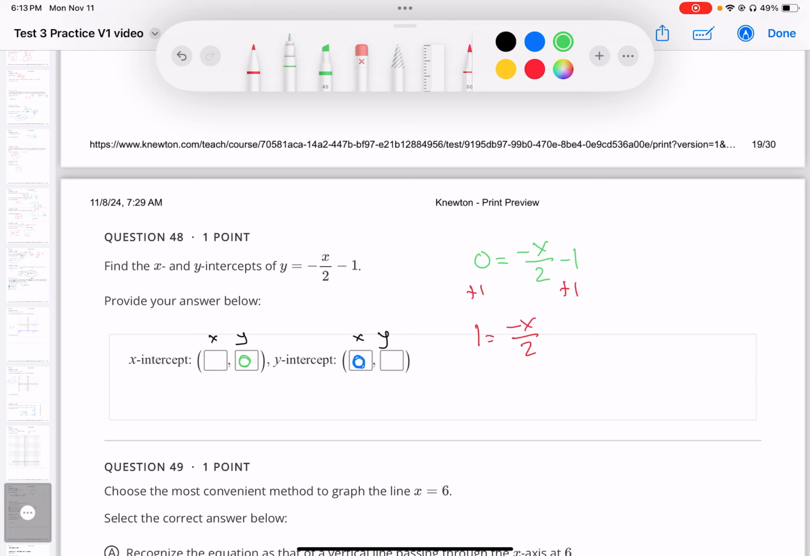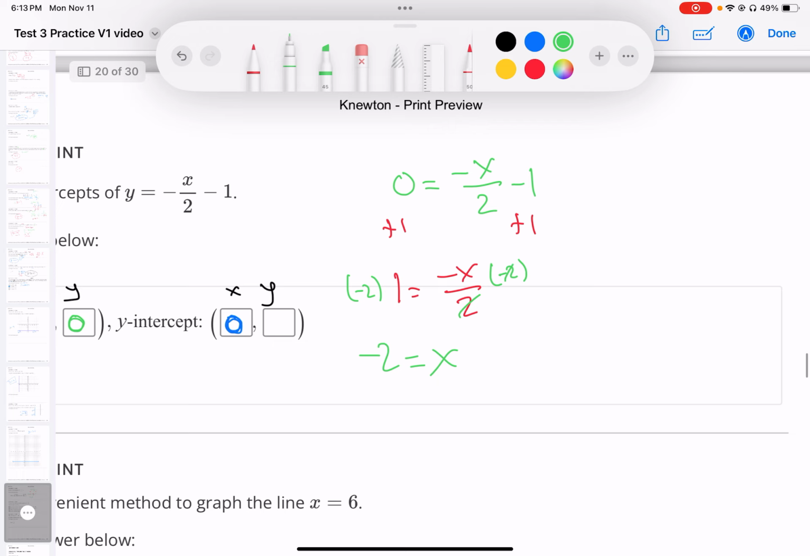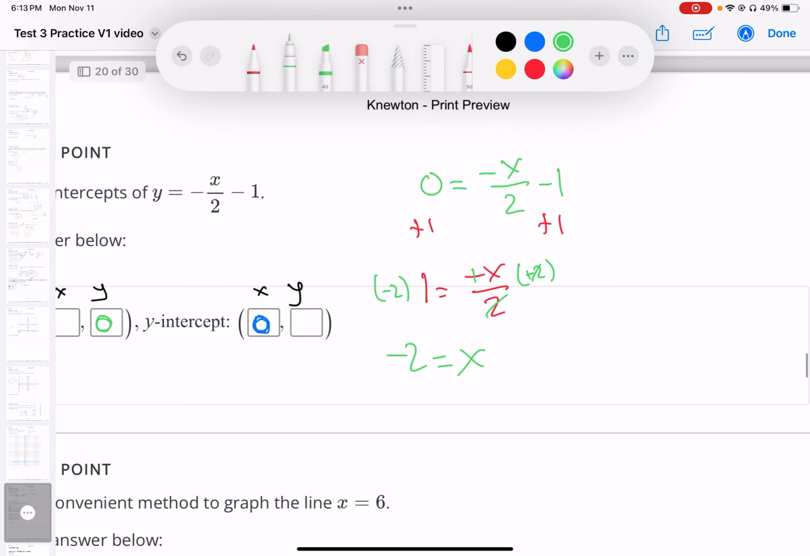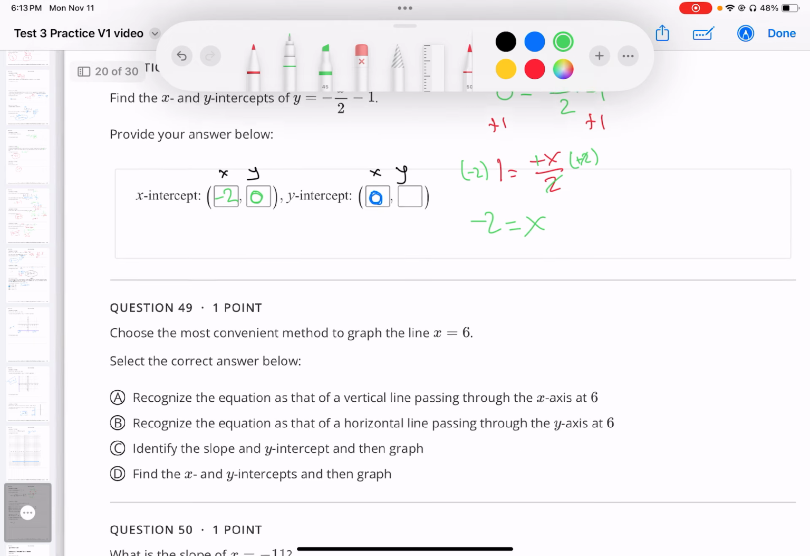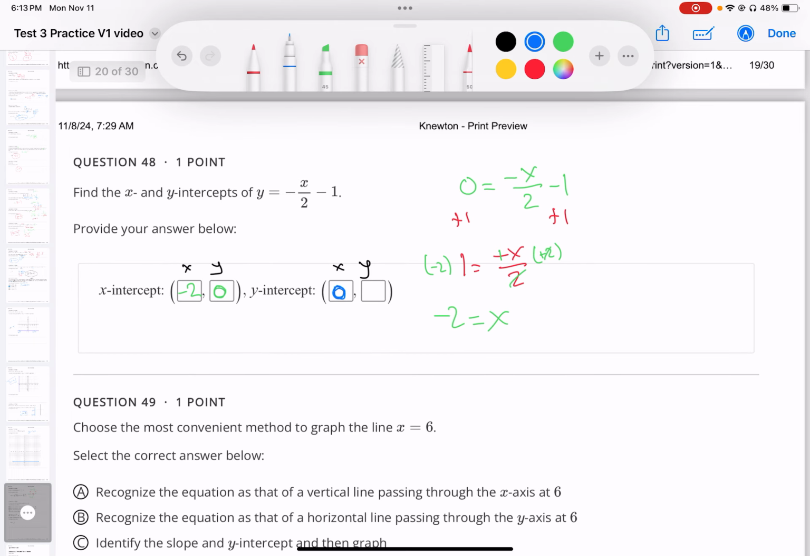So I need this to be a positive x, so I'm going to times this by -2, and I'm going to times this side by -2. So -2 equals x. Those make each other go away, and these negatives make each other positive. So it's -2. And then on this next one, I don't know what y equals, but I do know what x equals. -0 divided by 2 minus 1. Well, 0 divided by anything is just 0, so y equals -1. And that puts that one there.